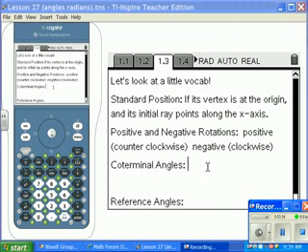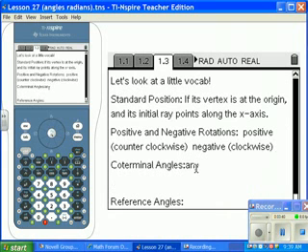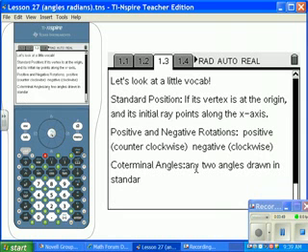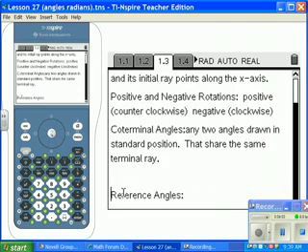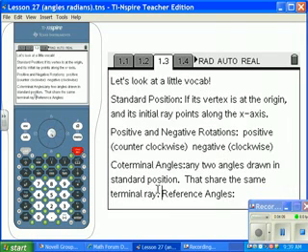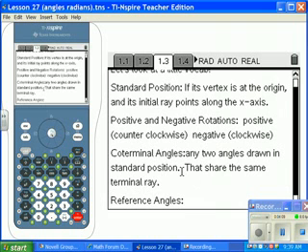All right, coterminal angles. Coterminal angles are any two angles drawn in standard position that share the same terminal ray. We'll talk about what that is in just a second. So any two angles drawn in standard position that share the same terminal ray.